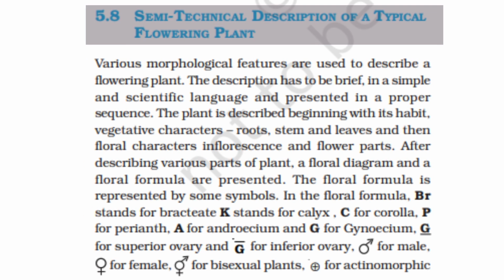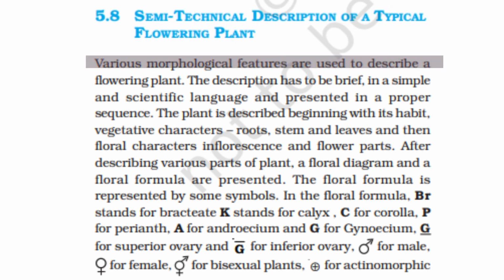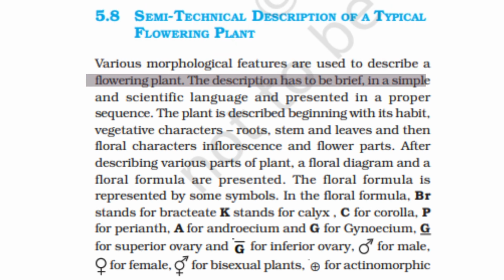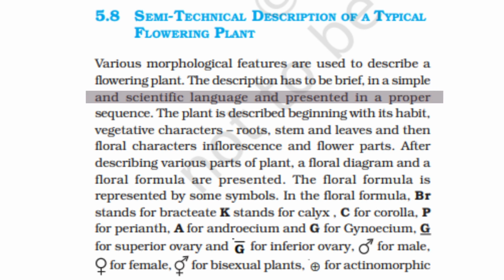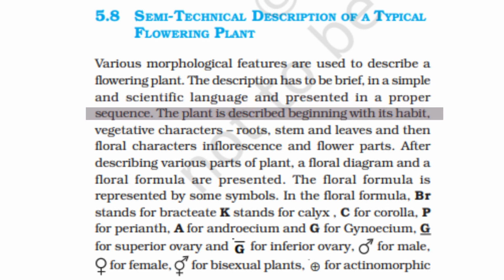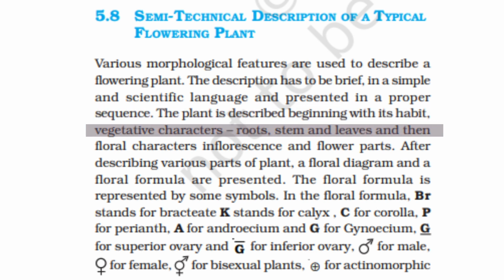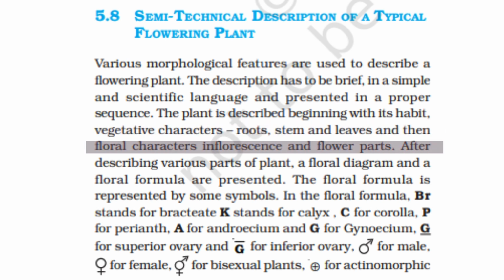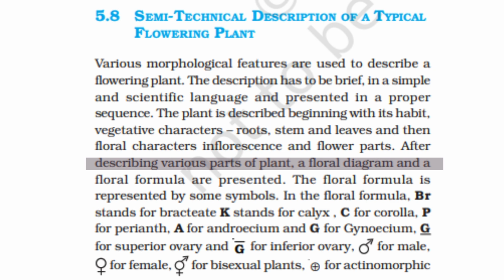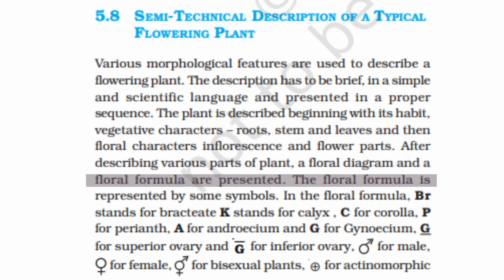Semi-technical description of a typical flowering plant. Various morphological features are used to describe a flowering plant. The description has to be brief, in simple and scientific language, and presented in a proper sequence. The plant is described beginning with its habit, vegetative characters, roots, stems, and leaves, and then floral characters, inflorescence, and flower parts. After describing various parts of the plant, a floral diagram and a floral formula are presented.